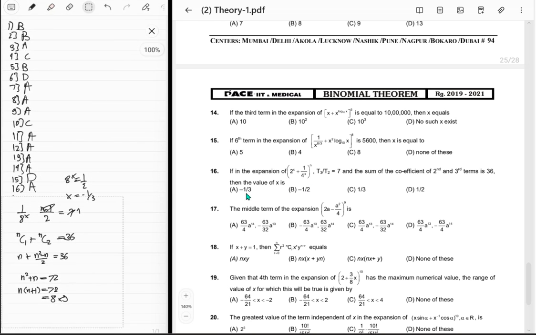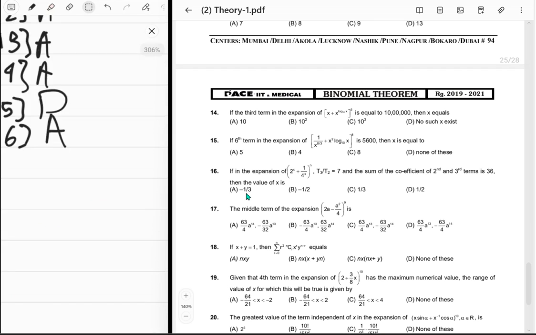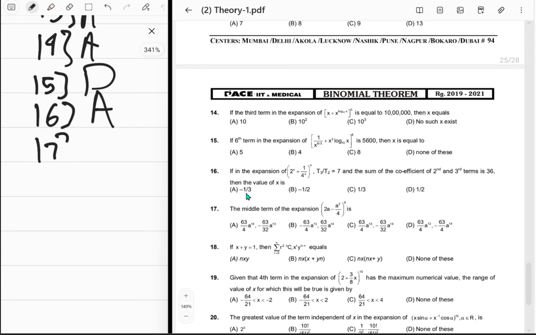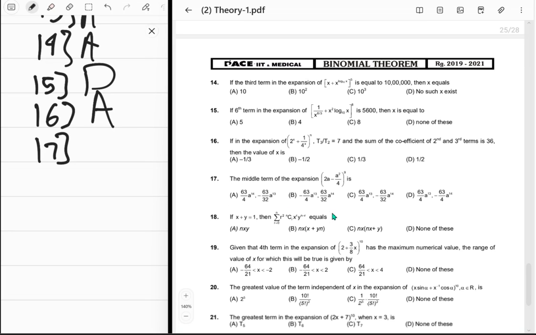17th. Middle term of the expansion of 2a minus a squared upon 4, to the power 9. So middle term, you said. How many terms are going to be there? It's 9, right? So there's going to be 10 terms. Oh, okay. Yeah, sure. So 2 terms over there. Cool. You just need 9C5 and 9C4.